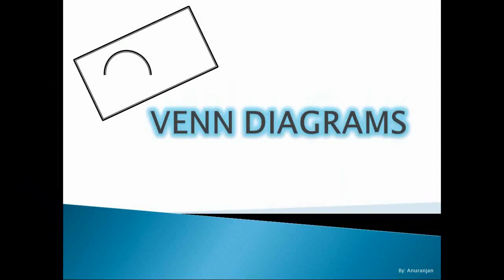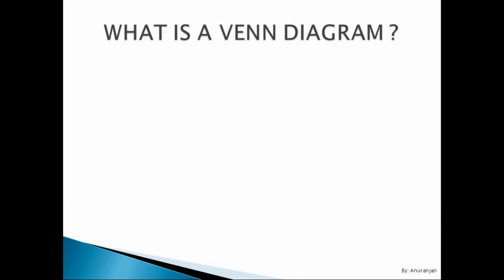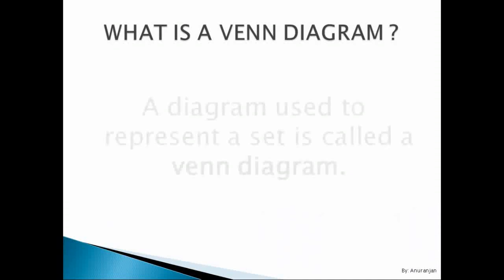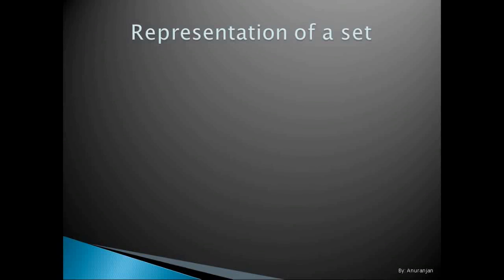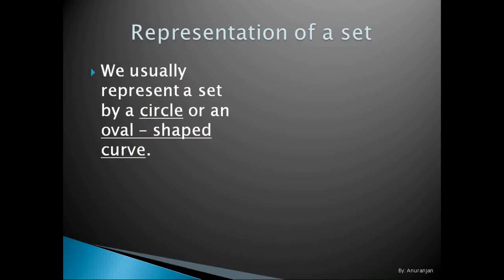Today we will learn about Venn diagrams. What is a Venn diagram? A diagram used to represent a set is called a Venn diagram. Yes, we can represent a set diagrammatically. Let's see. We usually represent a set by a circle or an oval shaped curve.